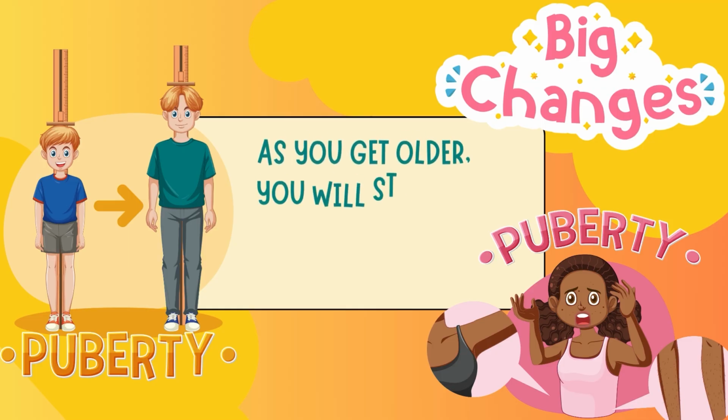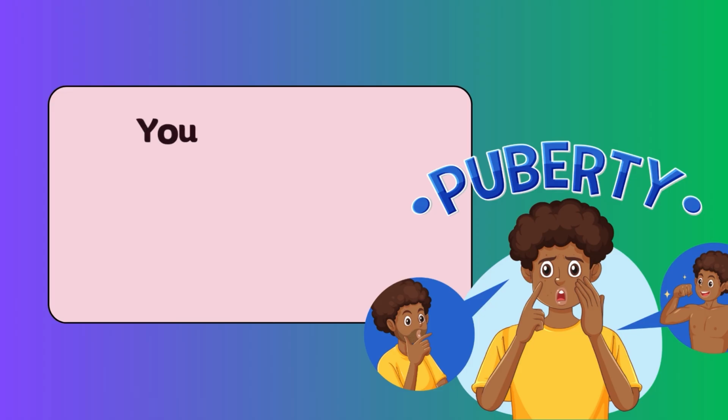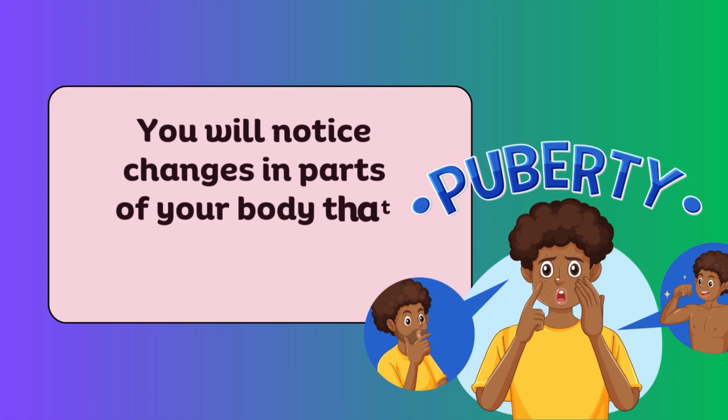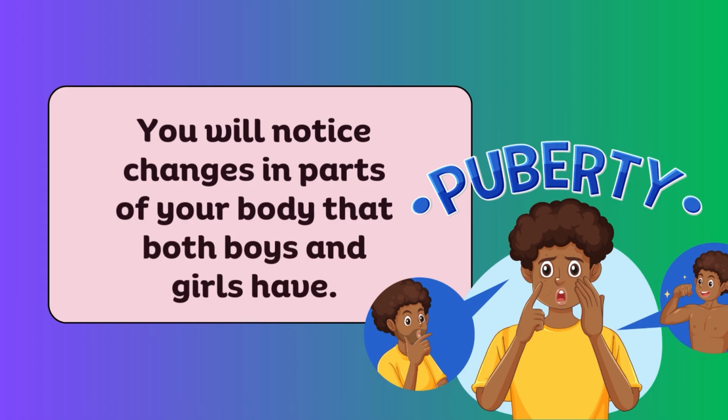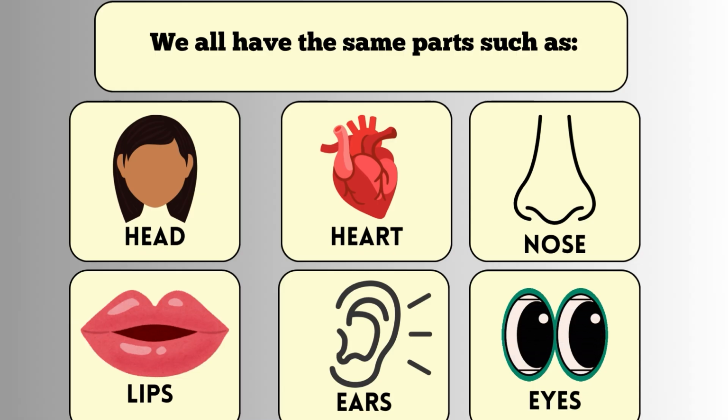As you get older, you will start to notice changes in your body. You will notice changes in parts of your body that both boys and girls have. Can you name parts of the human body that both boys and girls share? Parts both boys and girls have include a head, a heart, a nose, lips, ears, and eyes.